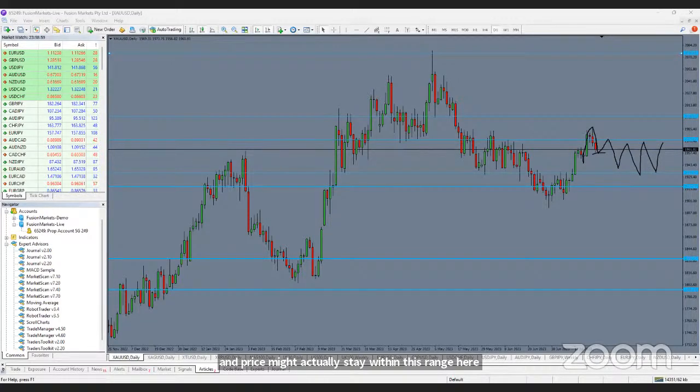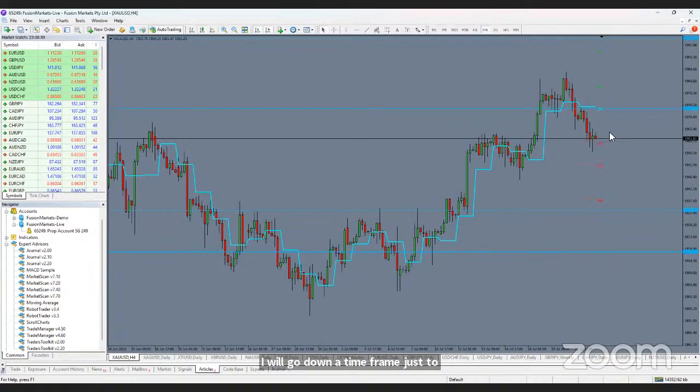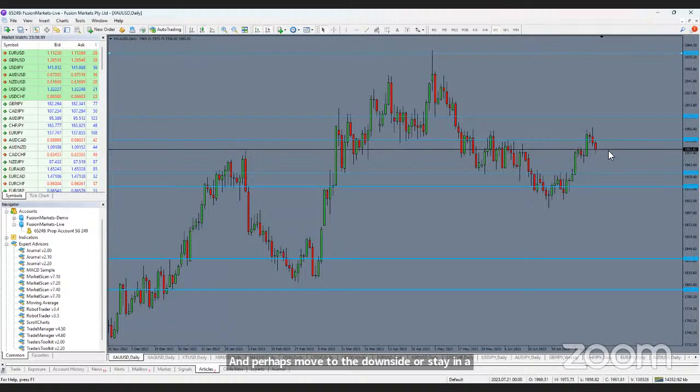So really, the thing that I'm looking for is to see what's going to happen at around this level. I will go down a time frame just to check what's happening on a lower time frame, but to me this price action looks like it wants to put in a lower high at this horizontal level, or around this horizontal level, and perhaps move to the downside or stay in a sideways kind of range for a little while.